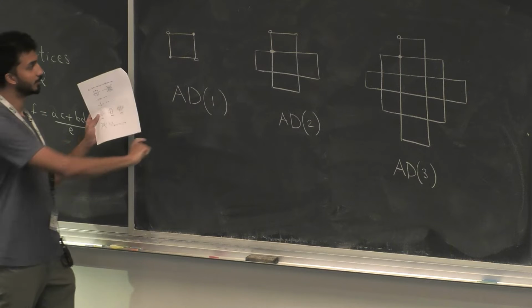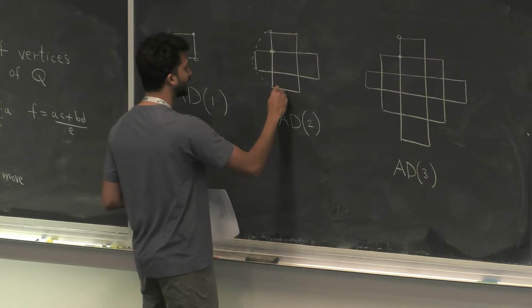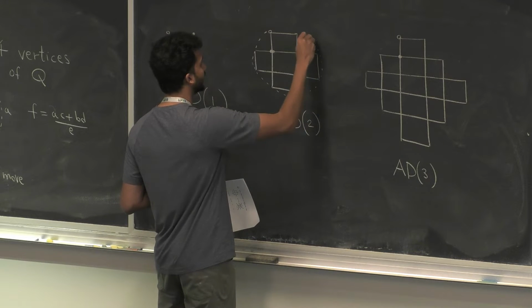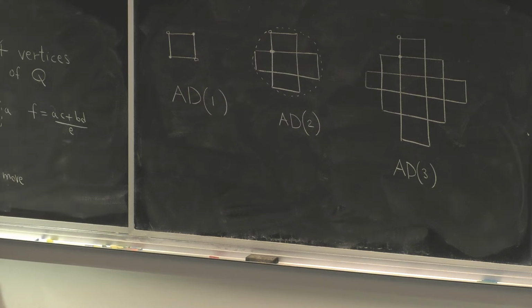Now, each of these being a bipartite graph, which you can think of as a bipartite graph in a disk, has a quiver associated to it. And you can do mutations in this quiver. We are going to do a specific sequence of mutations.